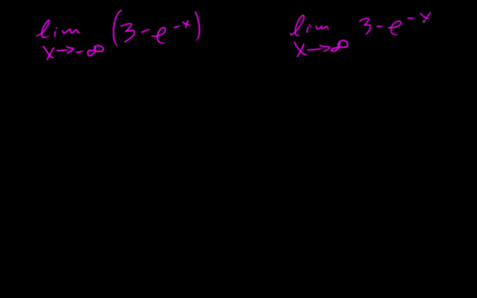Okay, now we need to find the limit as x approaches negative infinity of 3 minus e to the negative x, and the limit as x approaches infinity of 3 minus e to the negative x. Alright, so it's the same function, just a different situation, asking for negative infinity and positive infinity.